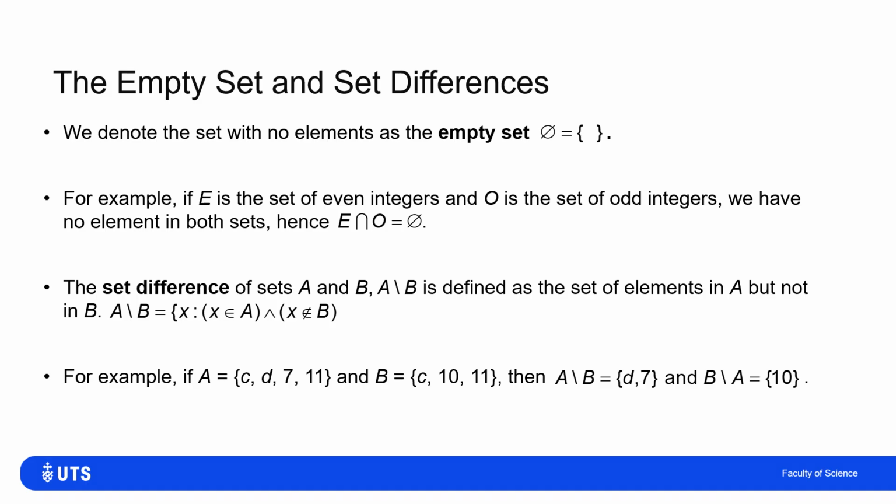And going the other way round, B difference A, 10 is the only element which is in B but not A. And note that I haven't just written that B difference A equals 10, because 10 is an element. B difference A is a set. So B difference A is the set containing one element, the number 10. So I've opened a set, I've put the number 10 in it, I've closed the set.